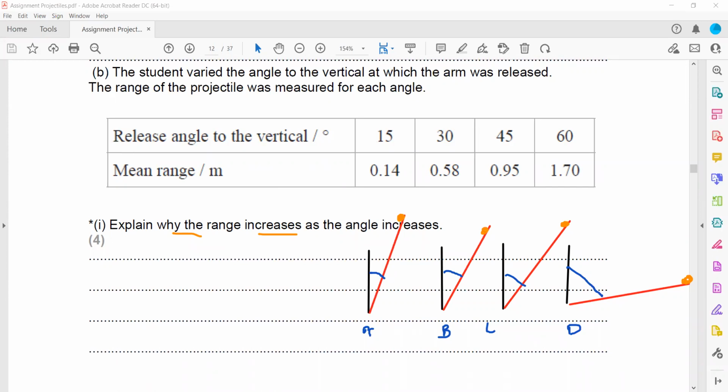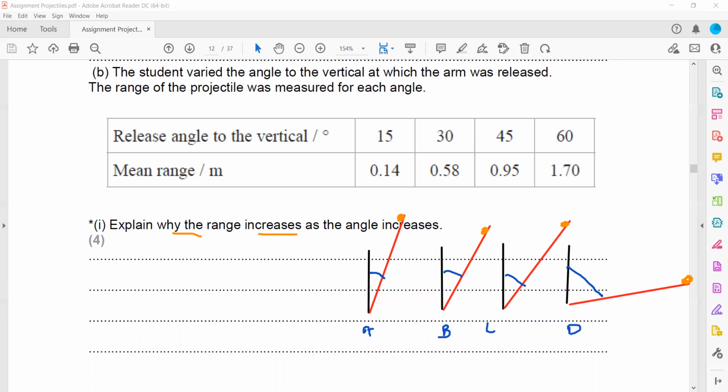Number one, as we increase the angle, the rubber band will deform more, so a greater amount of elastic strain energy is stored. That is 1 mark. When it is launched, the final potential energy is the same, because all are launched from the same height. The change in potential is different, but the final potential is the same. So a greater amount of kinetic energy will be transferred.